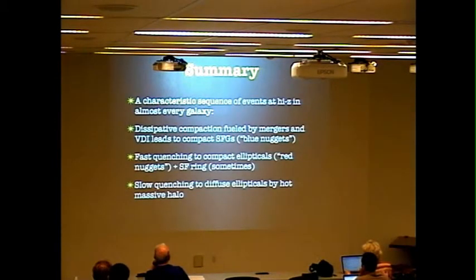So to summarize, we see a very characteristic sequence of events in all of our simulations. We see a dissipative compaction that's fueled by both mergers and VDI. This leads to compact star-forming galaxies. Some of them are incredibly compact and high sigma, so these are the blue nuggets. Some are less so. And then we see fast quenching to compact ellipticals, the so-called red nuggets, and perhaps evidence for slow quenching to diffuse ellipticals. Thank you.